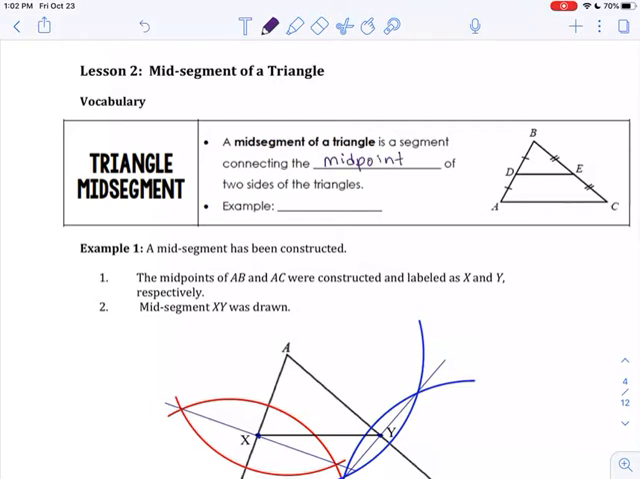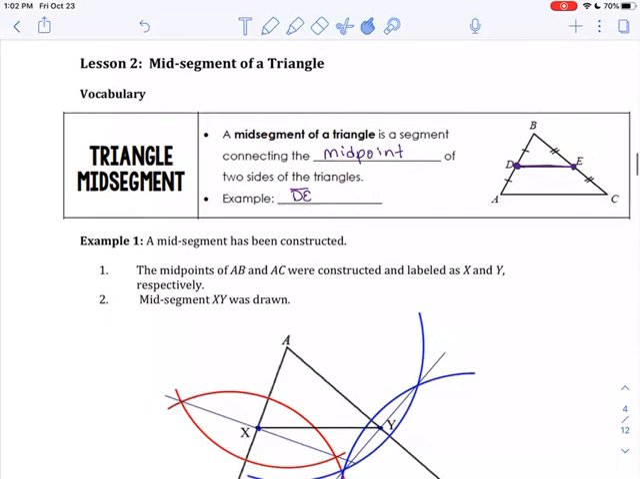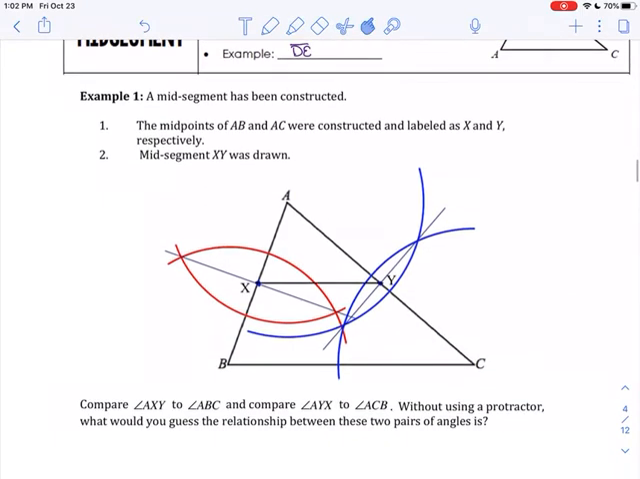Okay, so the midsegment of a triangle is a segment connecting the midpoints of two sides of a triangle. Now you remember, a midpoint is a point that divides a line segment into two congruent line segments. So basically, if D is a midpoint, see how I'm showing you that AD is congruent to BD. And if E is a midpoint, I'm showing you that BE is congruent to EC, then that line DE right there is called the midsegment. So an example of a midsegment is DE because it connects the two midpoints on the left side and the right side of that triangle.